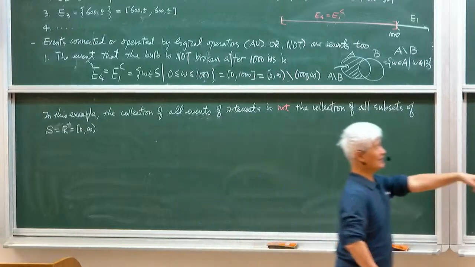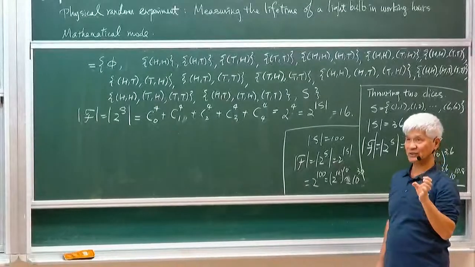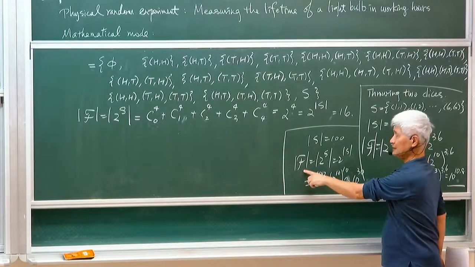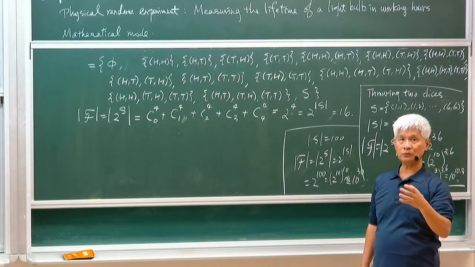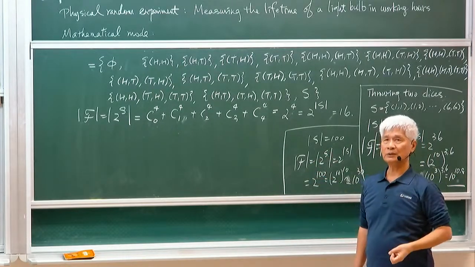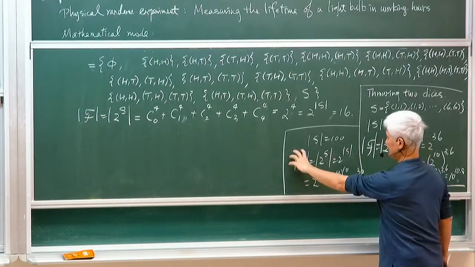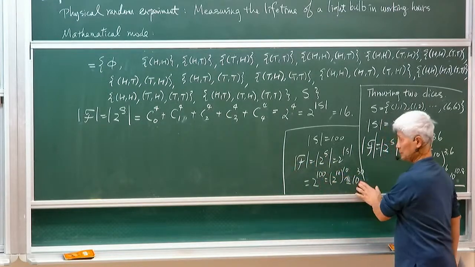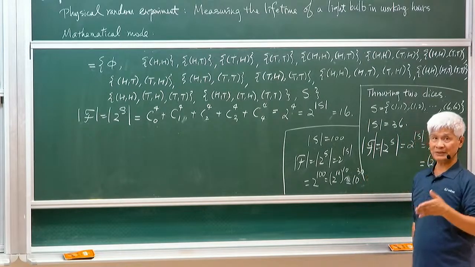As you can see, even in the finite case, if the sample space is of size 100 only, and you would like to collect all possible subsets of the sample space as events of interest, then the size of this power set is already a huge number. Even though this is still a finite number, it is huge.